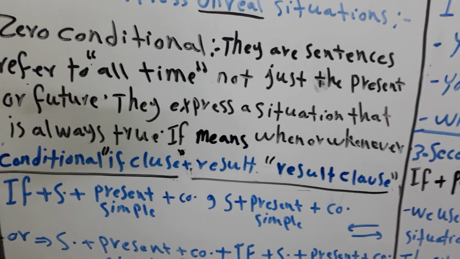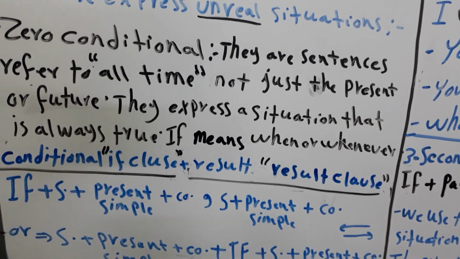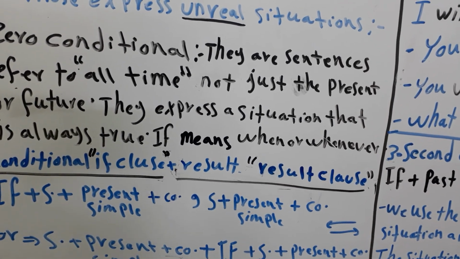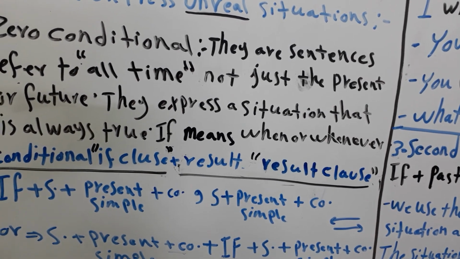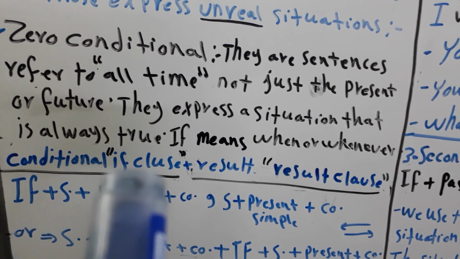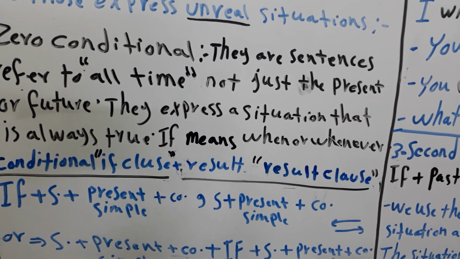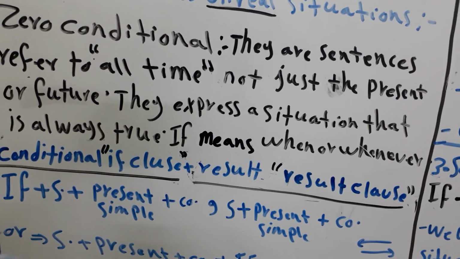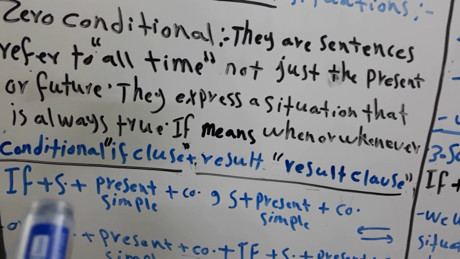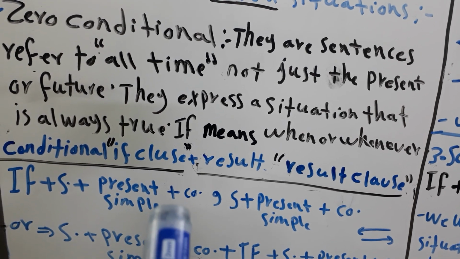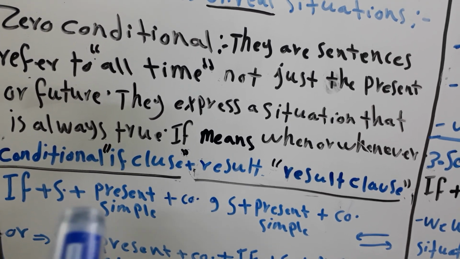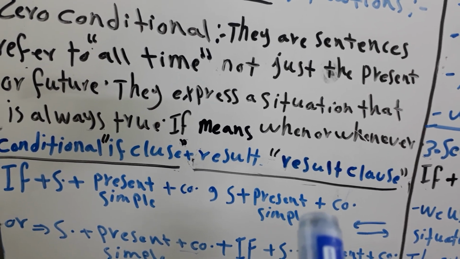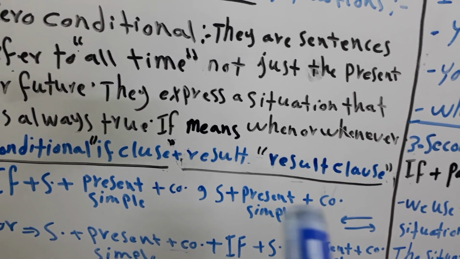So, the sentence of if conditional consists of two parts. Okay? Consists of two parts. The first part is the if clause and the second part is the result clause. So the rule of zero conditional is if plus subject plus present simple plus complement. This is the if clause, comma, subject plus present simple plus complement. This is the result clause.